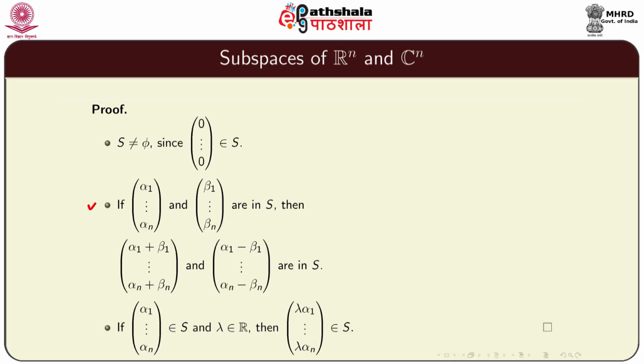If there are two such alpha 1 to alpha n and beta 1 to beta n in S, then alpha 1 plus beta 1 etcetera alpha n plus beta n and alpha 1 minus beta 1 etcetera alpha n minus beta n, these two n tuples are also in S. This is easy to see, and if alpha 1 to alpha n is a solution and lambda is a real number, then the scalar multiple lambda alpha 1 and so on up to lambda alpha n is also a solution. So, these three bullets actually show you that S is indeed a subspace of R n.